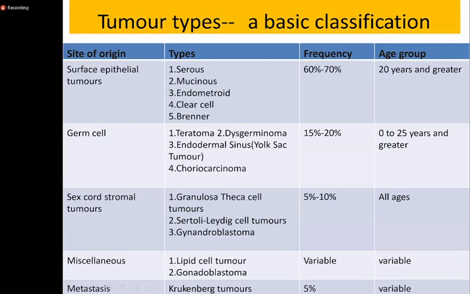Sex cord stromal tumors, which include granulosa theca cell tumors, and so on, account for 5 to 10% of tumors and can occur at any age. And then there's the group of miscellaneous tumors.